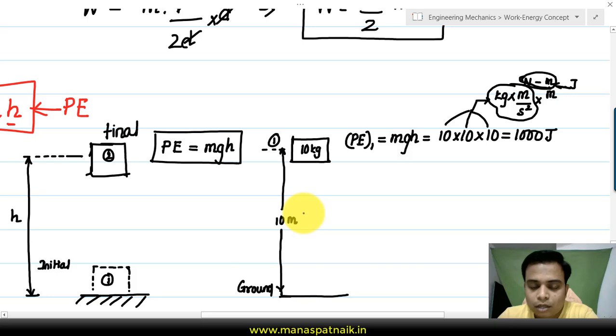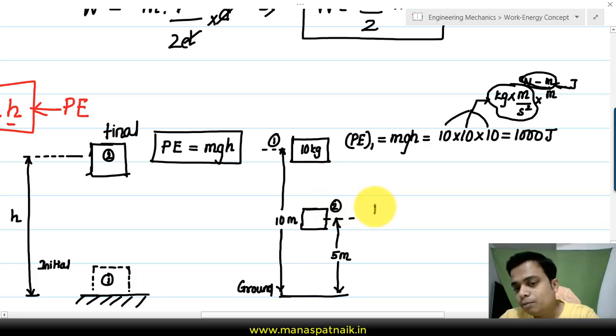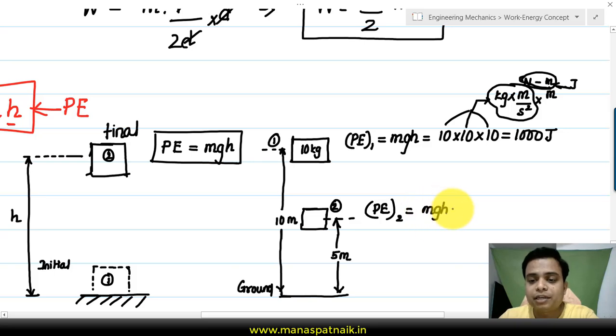Okay, but if somebody asks, what happens if this block falls halfway? In that case, the distance that this block is going to have with respect to the ground is going to be 5 meters. So in that sense, let's say this is position 2. Potential energy at point 2 can be written, again, as mgh. M is going to remain the same. The mass of the block does not change. Acceleration due to gravity on planet Earth is fixed. Let's take an approximation as 10, multiplied by this distance. So this is going to work out as 5 times 10, that is 50. 50 times 10 is 500.